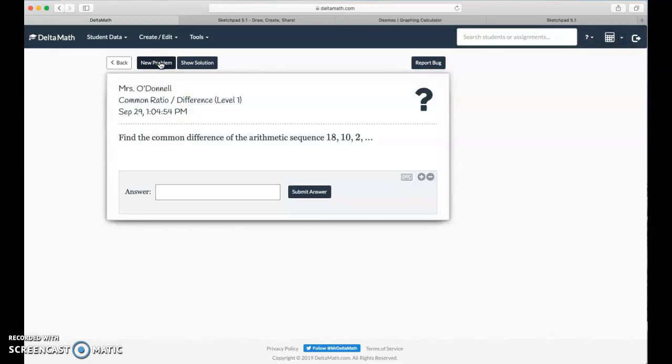Let's try another one to see if we can find the common ratio. Here we go. Okay, so find the common ratio of the geometric sequence, right? So geometric means that we're multiplying between terms. So our common ratio is that number that we're going to multiply between terms to find or generate the next term. So all we have to do here is take the second term and divide it by the first. So -2 divided by -1 is going to give me a +2. Don't need a calculator for that one.